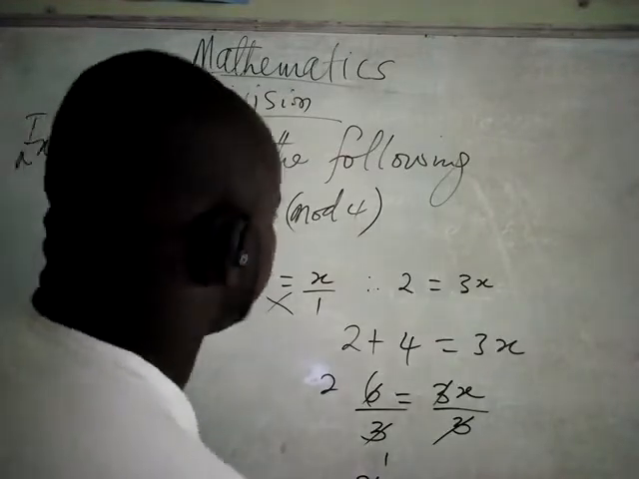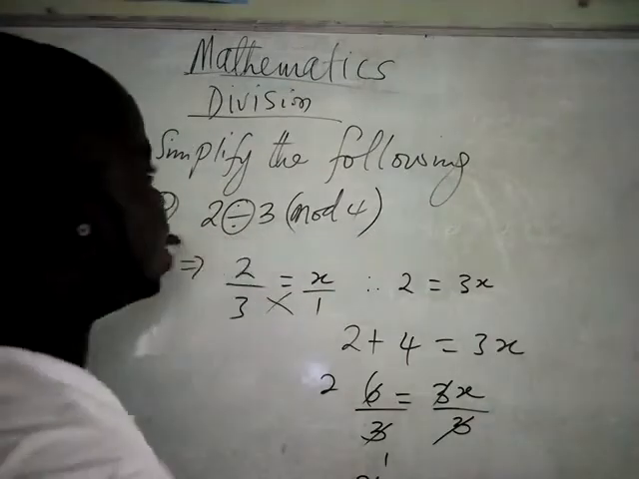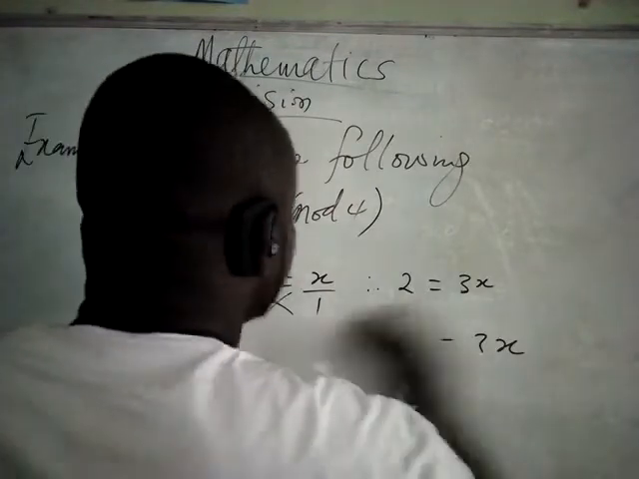Now look at this one, 2 divided by 2. And one thing again is this: in modular arithmetic, in division, you can actually have more than one answer, like the one I'm going to do now. Now look at this.